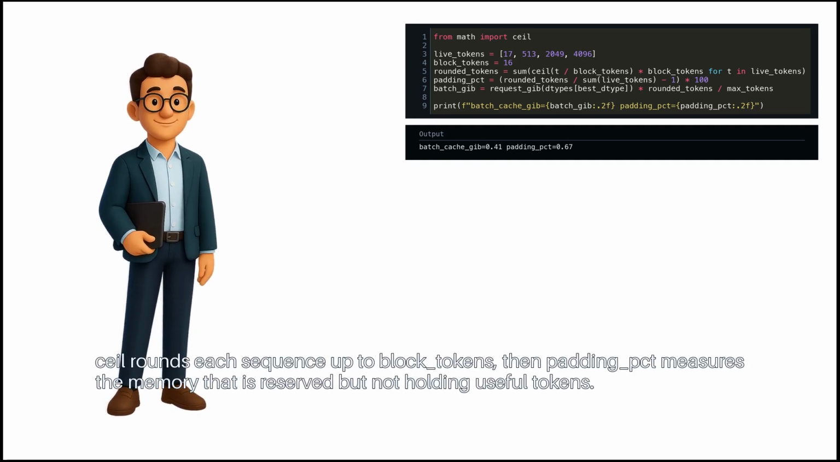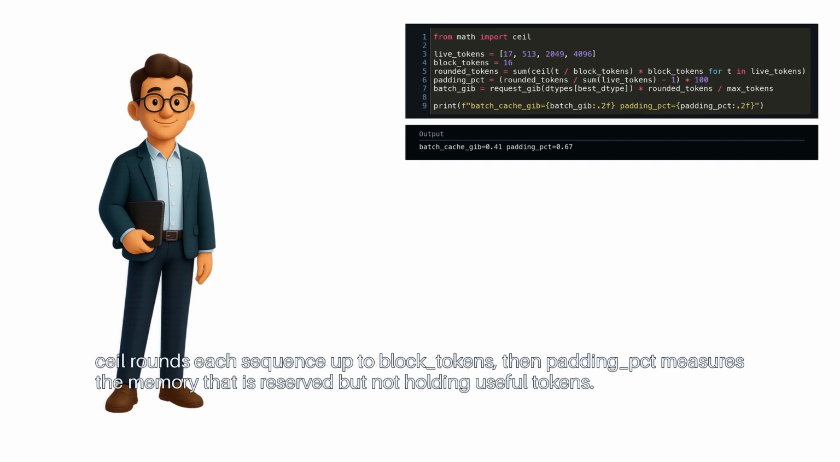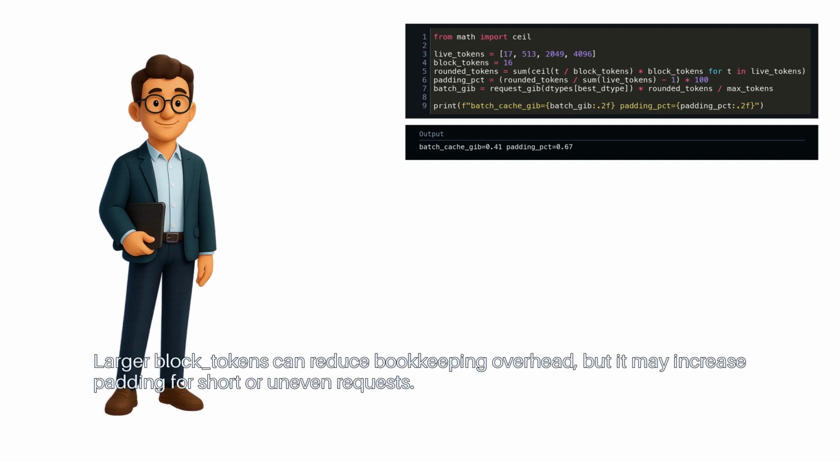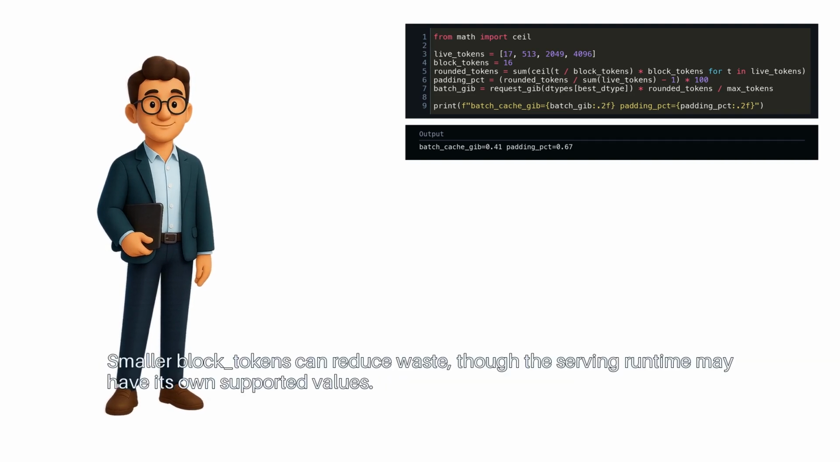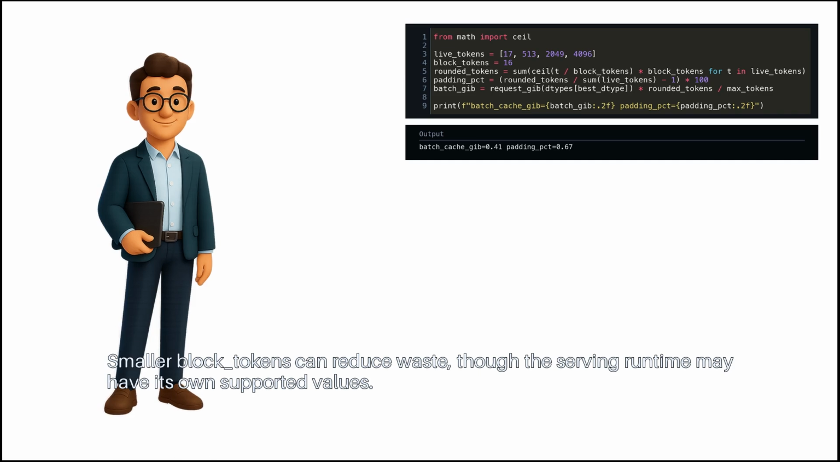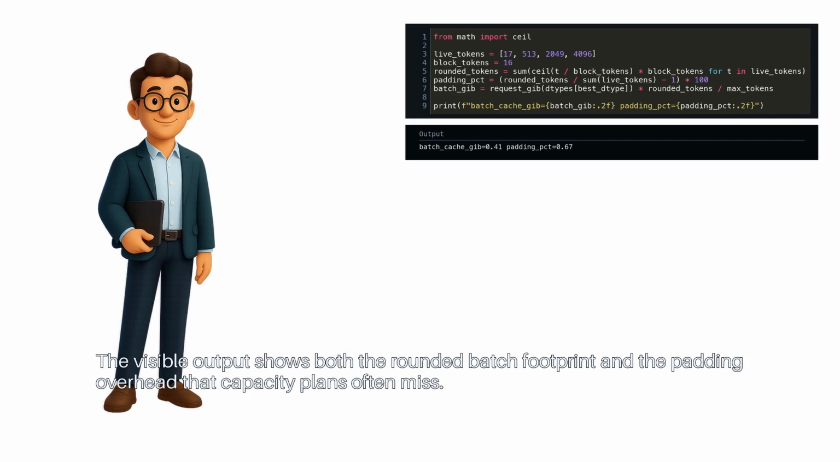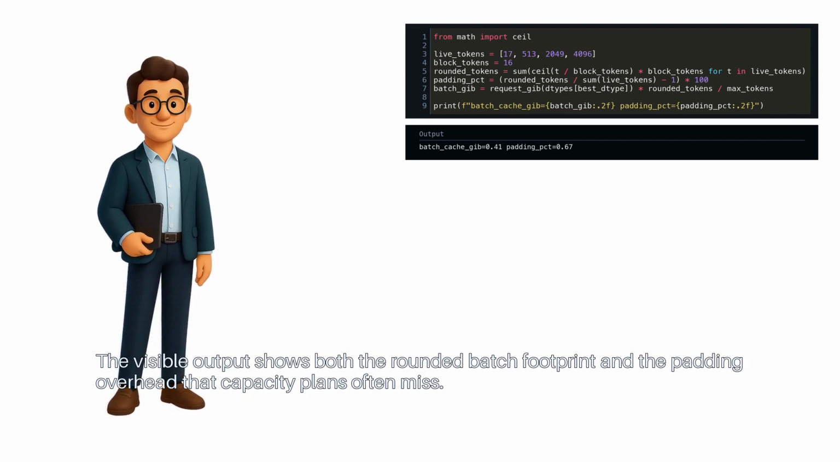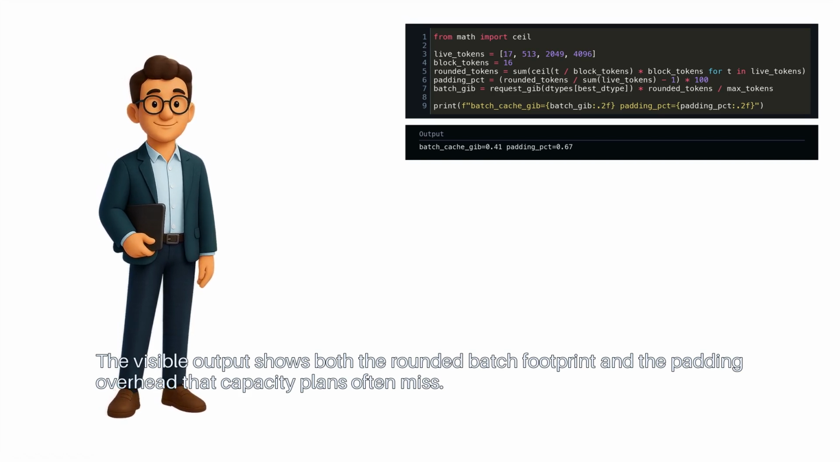Sealed rounds each sequence up to block tokens. Then padding pct measures the memory that is reserved but not holding useful tokens. Larger block tokens can reduce bookkeeping overhead, but it may increase padding for short or uneven requests. Smaller block tokens can reduce waste, though the serving runtime may have its own supported values. The visible output shows both the rounded batch footprint and the padding overhead that capacity plans often miss.